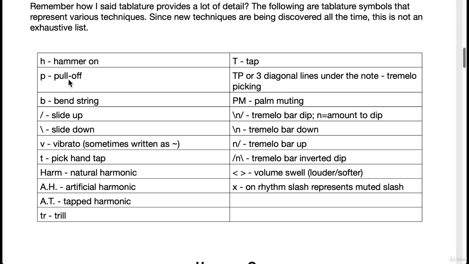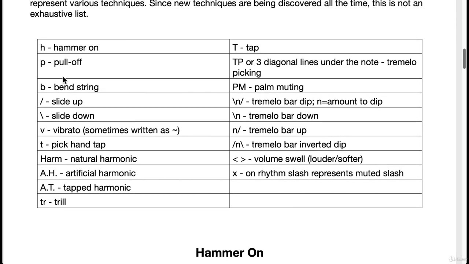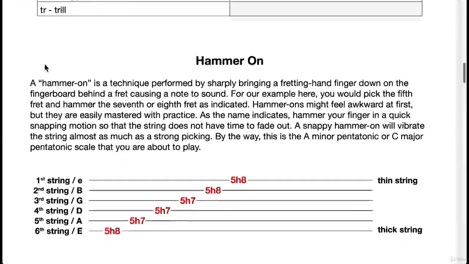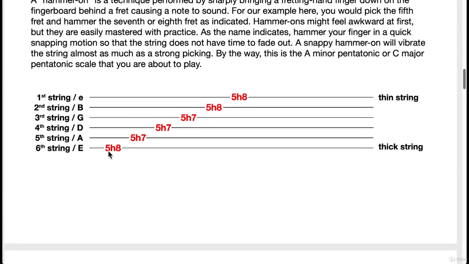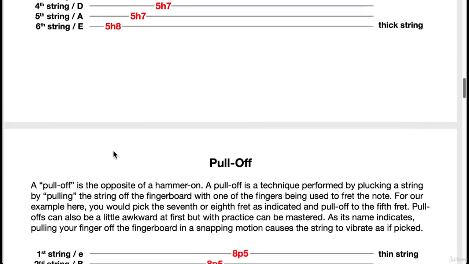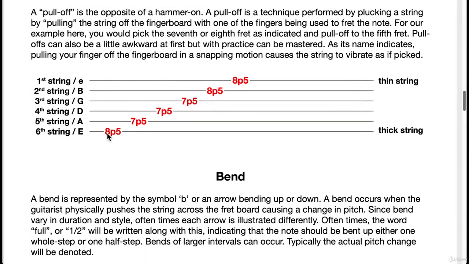We won't talk about those techniques quite yet, but just understand it'll be denoted typically by an H or a P, as denoted here. So this fifth fret of the low E string is played, and the eighth fret is hammered. If there was a P here, then it would be a pull, like 8 is picked, 8 is pulled off to 5.